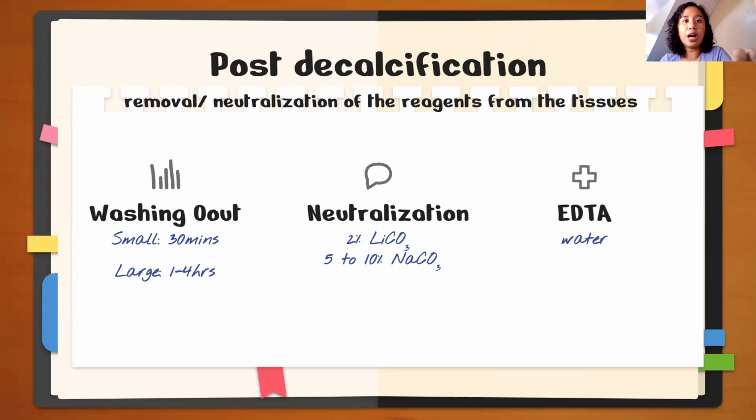So, class, washing out. This is post-decalcification. You have to completely remove or neutralize the reagents that you used for decalcification, okay? So for washing out in water: 30 minutes if the specimen is small, and 1 to 4 hours if large. If you use acid, you could neutralize the acid with 2% lithium carbonate or 5 to 10% sodium carbonate. And for EDTA, water only.